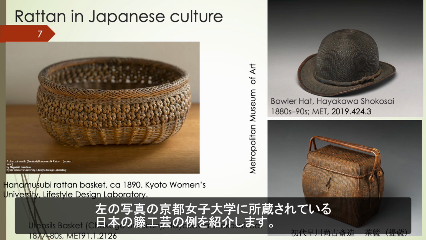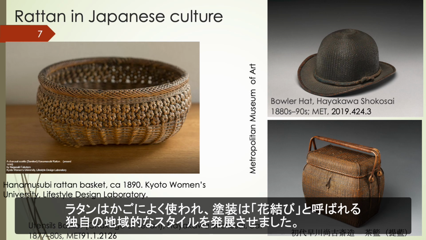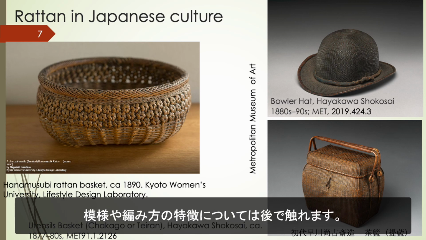One on the left is an example from Kyoto Women's University, from the Lifestyle Design Laboratory. And that rattan is showing an interesting and unique way of plating, which is referred to as Hana Musubi, which means not weaving. And the uniqueness of pattern and weaving will be revisited later. And that is also one of the indicating factors and characteristics where the objects came from.